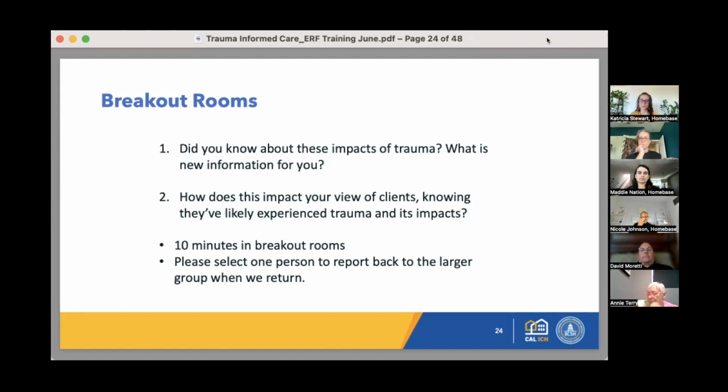So in the breakout rooms, we're going to talk about, did you know about all of these impacts of trauma? What was new information for you? How does this impact your view of clients, knowing that they've likely experienced trauma and some of its impacts? And all of the breakout room facilitators have the slides, so we can pull them back up for you if there's specific things that you want to talk about.